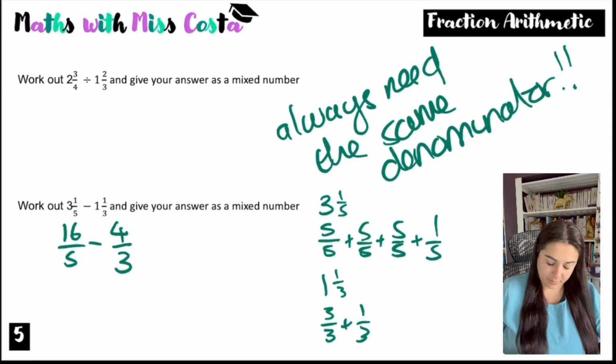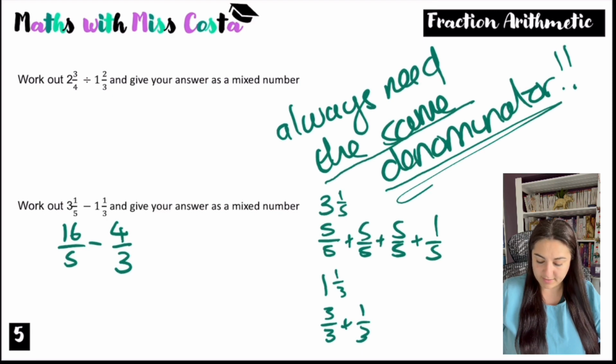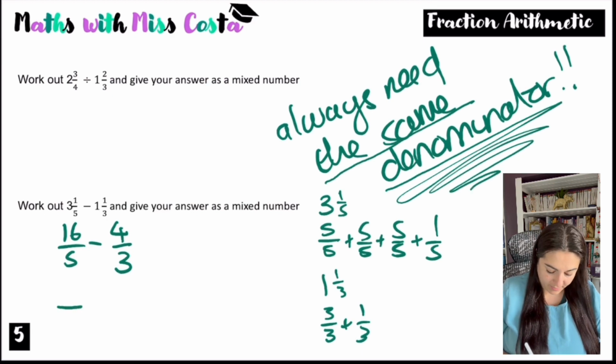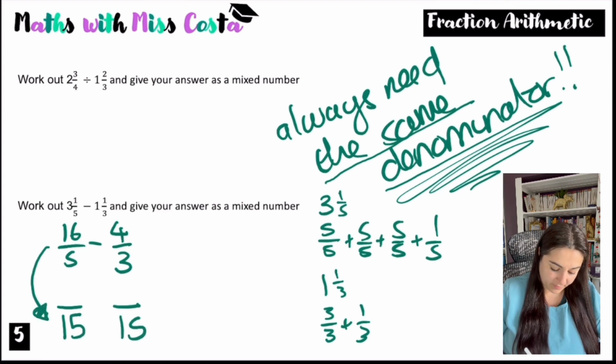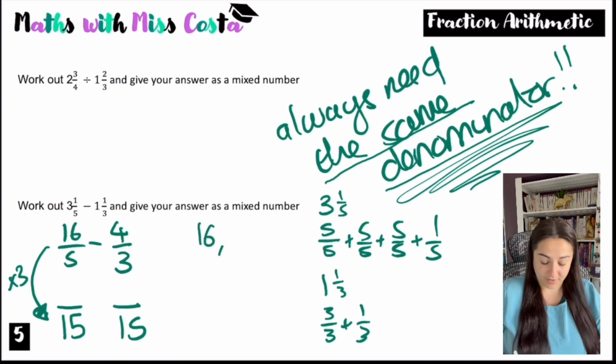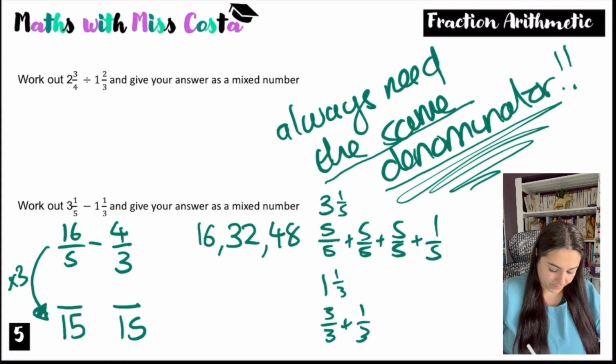Okay, so we've turned them into improper fractions, but now what we need to do is make them have the same denominator. And the way we do that is by finding the lowest common multiple, the smallest number that 5 and 3 multiply into. And in this case, that would be 15. So what have I multiplied the denominator 5 by to get to 15? I've multiplied it by 3. So I'm going to do the same to the numerator. So 16 times 3. If you can't do that in your head, then just do repeated addition. So 16 plus 16 is 32, plus 16 again is 48.